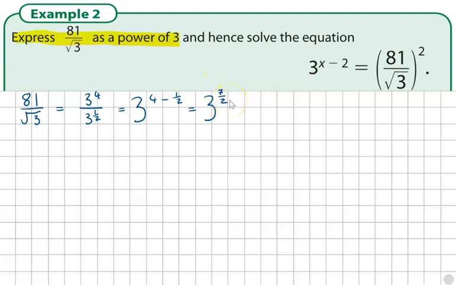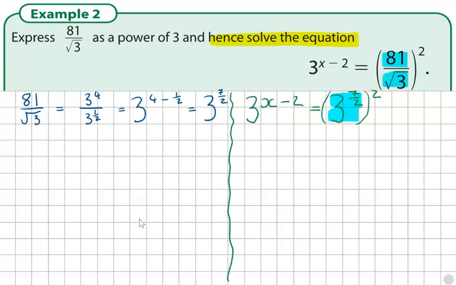So I have expressed 81 over root 3 as a power of 3, and it is 3 to the power of 7 over 2. Now hence, which means using what we've just worked out, we are going to solve the equation. I'm going to replace 81 over root 3 with 3 to the power of 7 over 2, because we already worked that out. But I must then put in the brackets and bring down the power of 2.